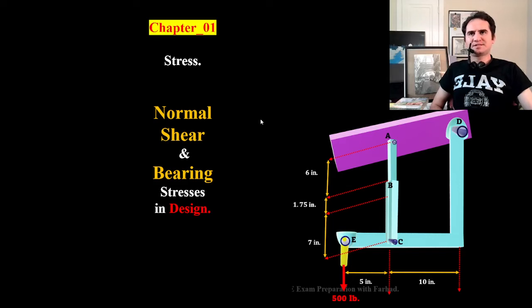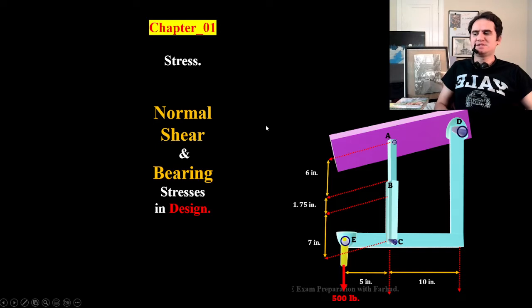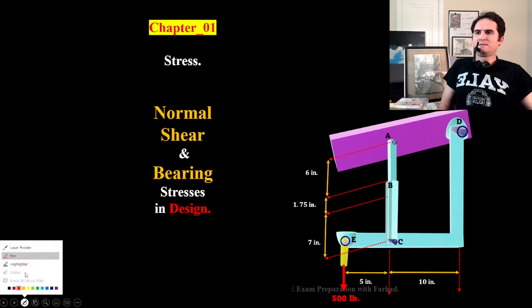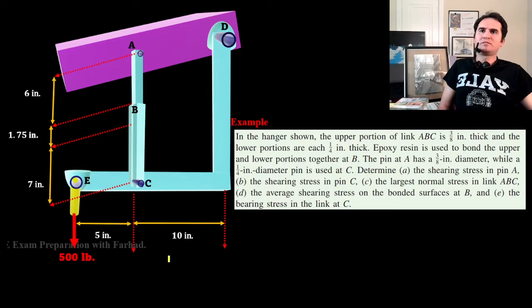Chapter 1, Stress: Normal, Shear, and Bearing Stresses in Design. Example number 2. So let's attempt this problem. In this problem, we have a configuration of bracket BC and link ABC.